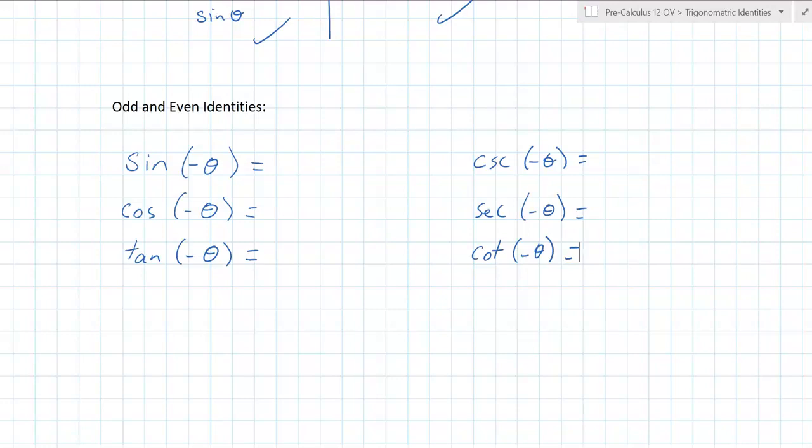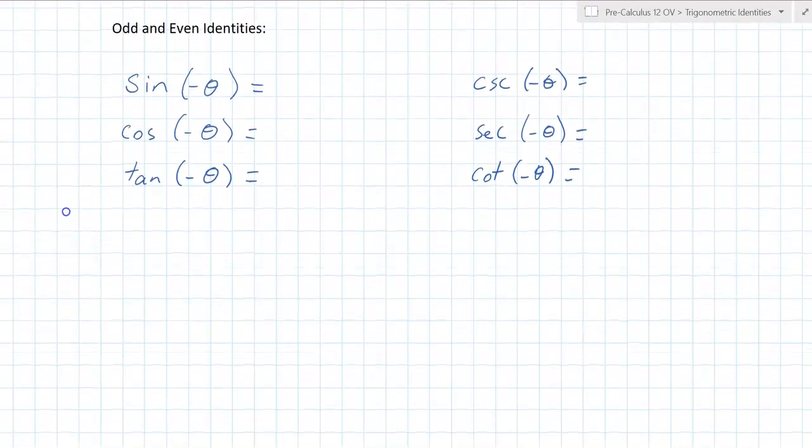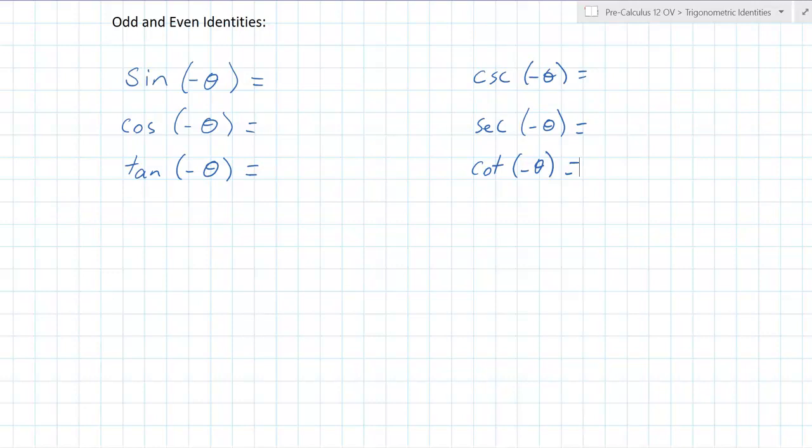So the next thing we're going to talk about is the concept of odd and even identities. Now you've seen this before, but we're going to review that again. So let's look at this. When we say odd and even, it's got to do with the sign of the argument of the trig. That means the angle.